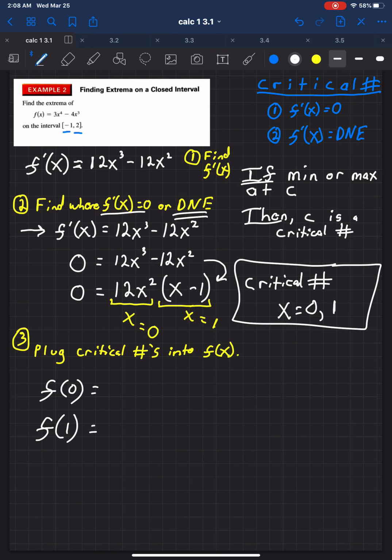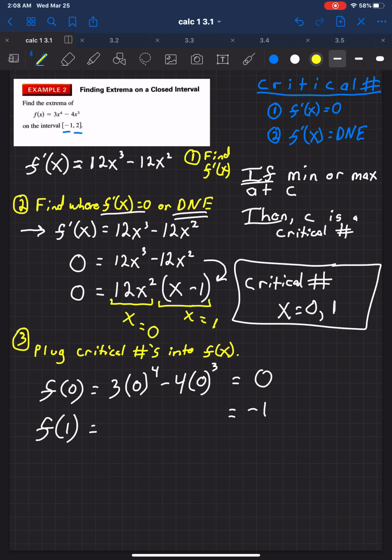If you want to know the mins or maxes, you're asking about where it is on the y-axis. So if I plug 0 into the original function, that would be 3 times 0 to the power of 4 minus 4 times 0 to the power of 3. That means f of 0 is equal to 0. f of 1 is equal to negative 1. Okay, as always, double check, make sure my arithmetic is correct.